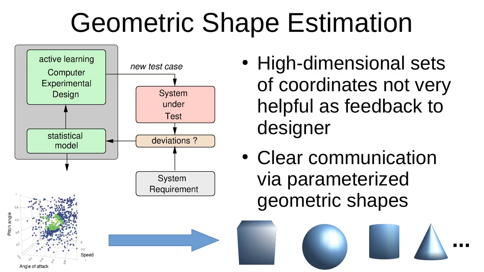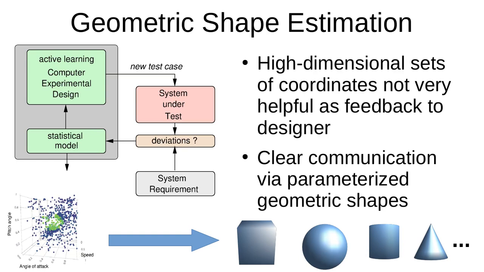Very often the designer already has some kind of idea, like, well, most likely the safe area of this system has the shape of a cylinder. So I'm not interested in the individual points, but I just want to know if the diameter of the cylinder is smaller or larger than a certain threshold.